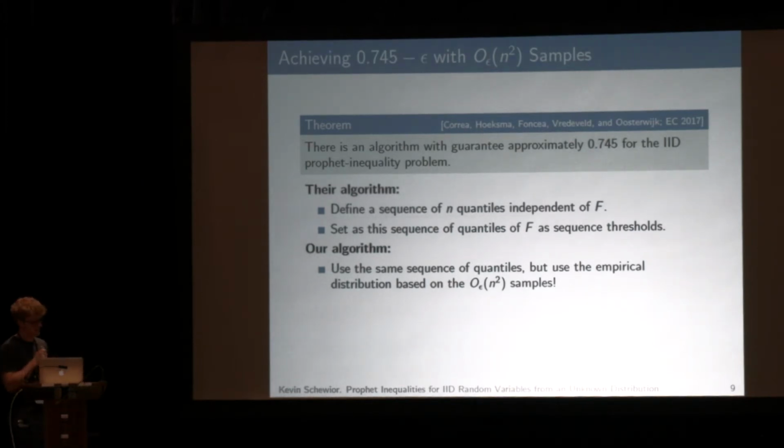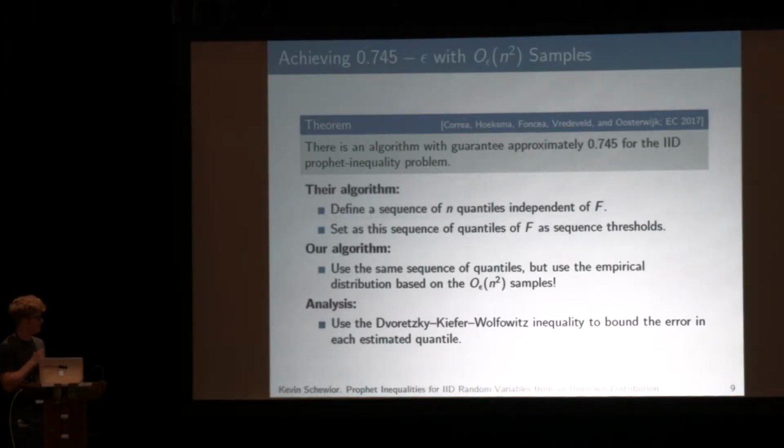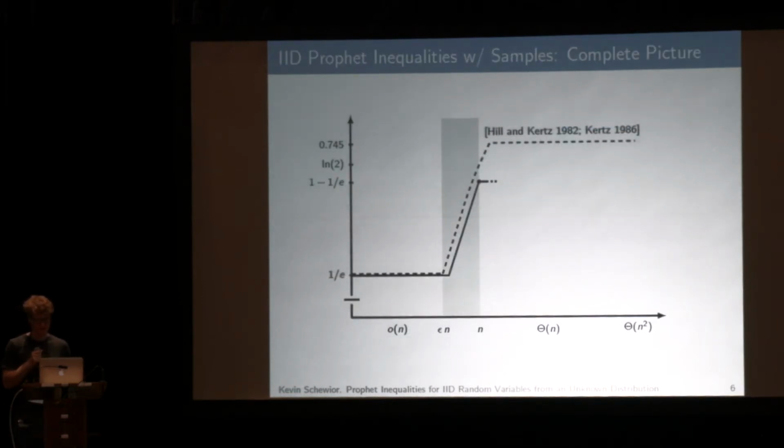And we show that taking the empirical distribution using O(n²) samples, where there's a constant factor that depends on epsilon, which is how close you want to get to 0.745, suffices. So we use that empirical distribution. And then for the analysis, we use the DKW inequality to bound the error in the estimated quantile. All right, so we also get this extra data point on the top right here. Okay, so this is the full picture we get.